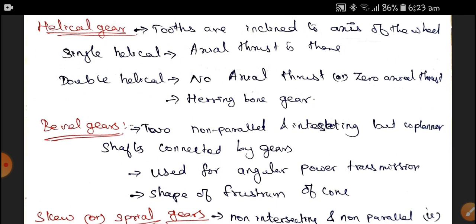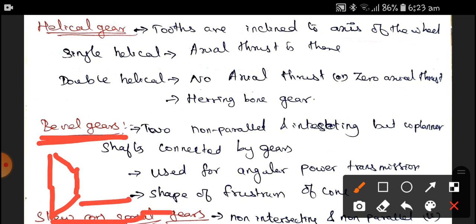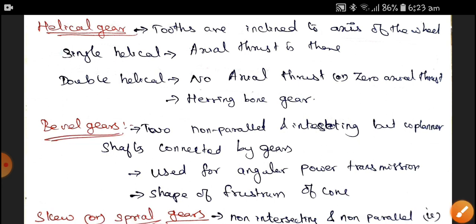Next one is the bevel gear. Bevel gears are used for two non-parallel and intersecting shafts. All our automobile differentials are using these bevel gears. If we have a gear drive in this direction, this is just an example of a bevel gear. If we want to transmit power in a 90-degree direction, there we can use bevel gears. Two non-parallel but intersecting and coplanar shafts can be connected by means of this gear. It is used for angular power transmission also.